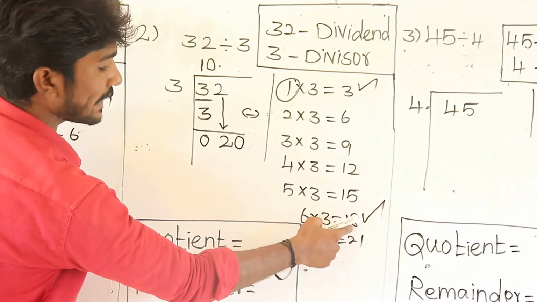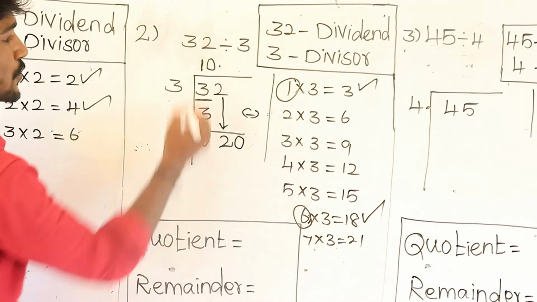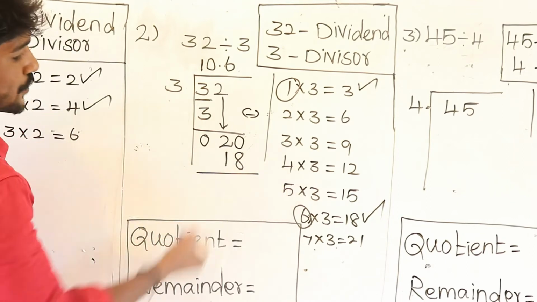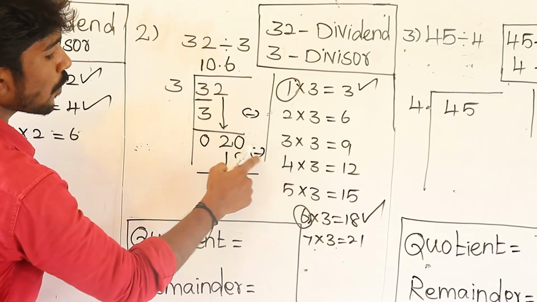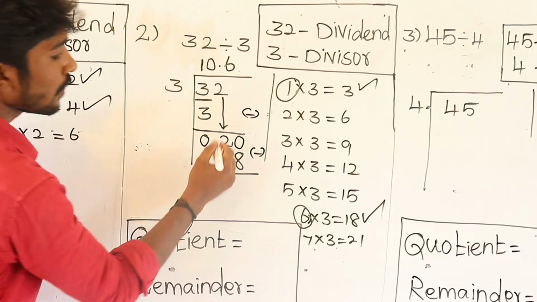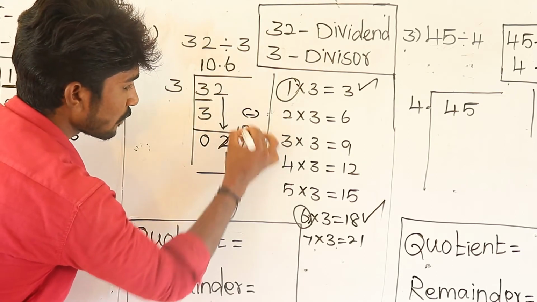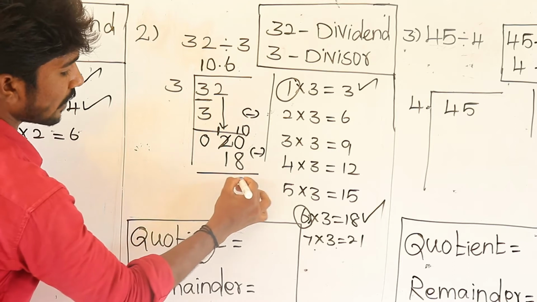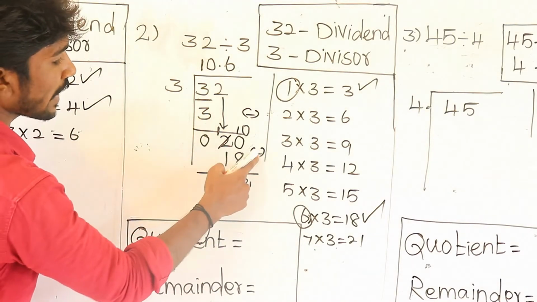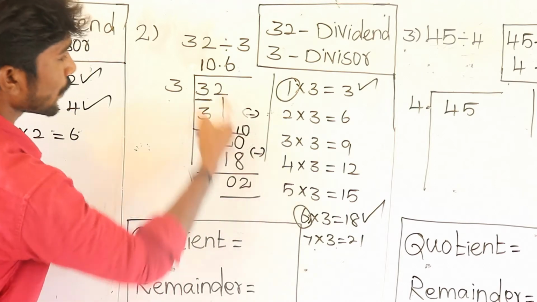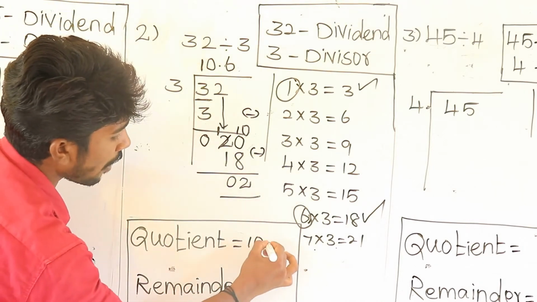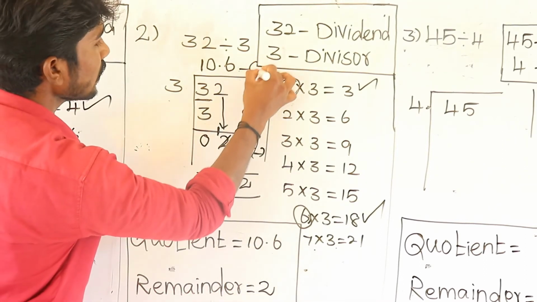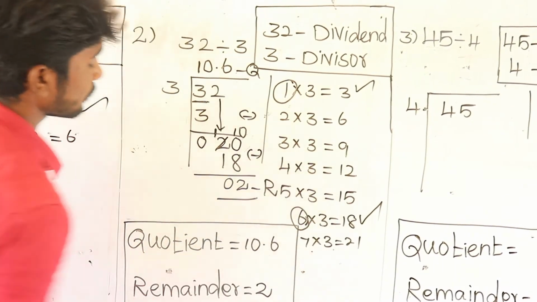How many 3's are 18? 6 3's are 18. Here 6 is the quotient value. So right here, 6 3's are 18. Now subtraction. 0 minus 8 is impossible. So take a borrow. Here the borrow value is 1, and the remainder here is 1. So 10 minus 8 is equal to 2. Next, 1 minus 1 is equal to 0. So here the quotient value is 10.6. Then the remainder value is 2. This is the quotient. This is the remainder.